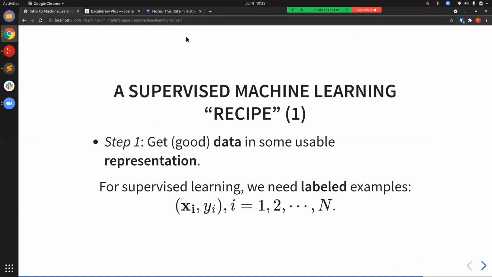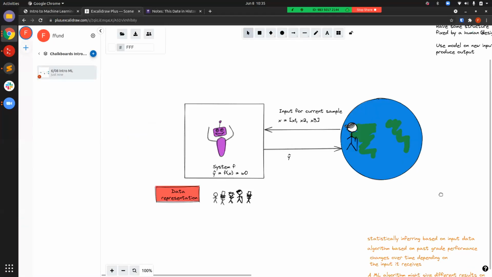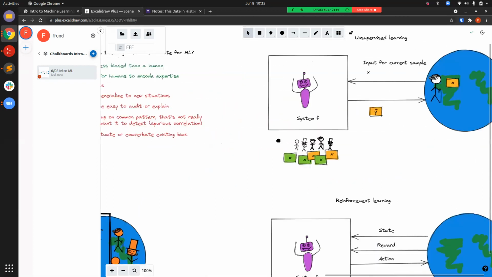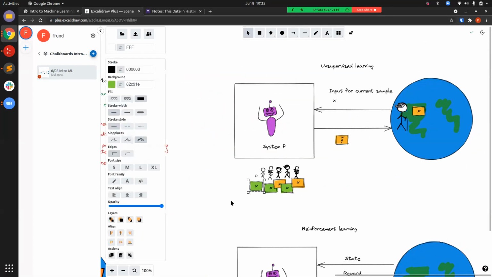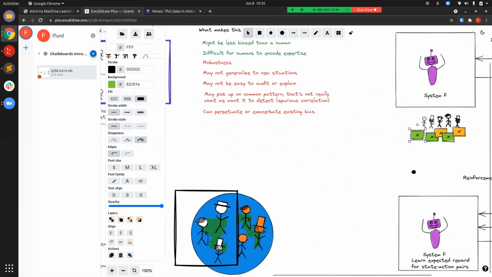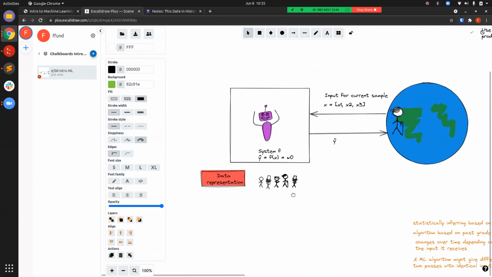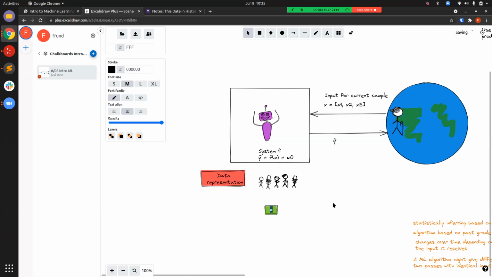Right. And since this is supervised learning, we need labeled examples. I'm just going to copy the labels from. So we have lots of labeled examples, meaning X, Y pairs.